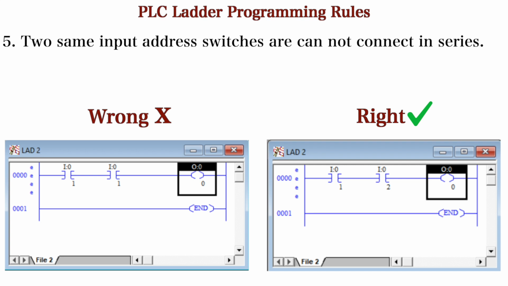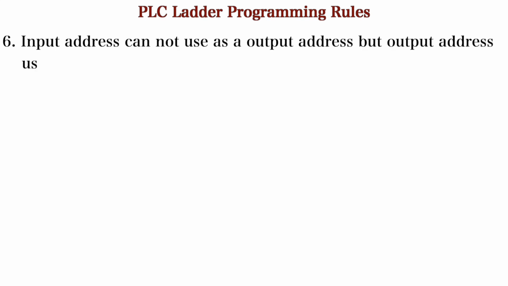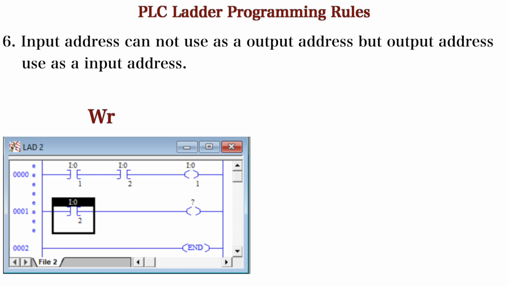Next, now the sixth rule: the input address cannot be used as an output address, but the output address can be used to address any input switch. You can clearly see in the figure, in the first rung there are two input switches with the addresses I0:1, I0:2, and there is an output connected to the first rung with the same address as the input, I0:1, which is a wrong way. You can't address any output like the input.